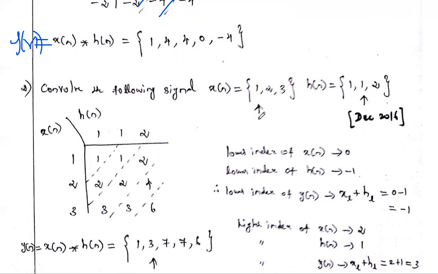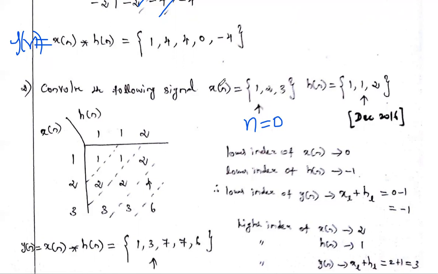So what is the meaning of this arrow? This arrow indicates this is the value of x of n at n equal to 0. So this 1 is the amplitude of the input signal x of n at n equal to 0. In order to indicate the origin value, they mention one arrow mark. So after this arrow, this 2. What is this 2?